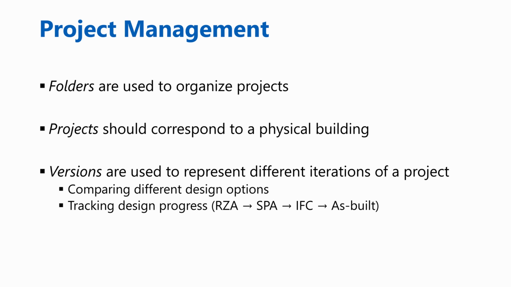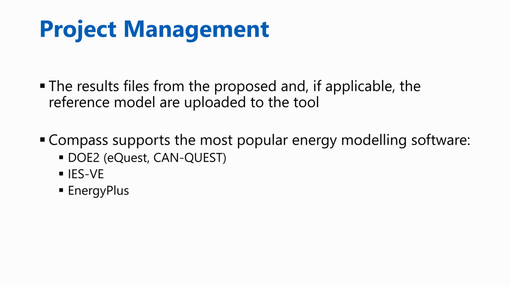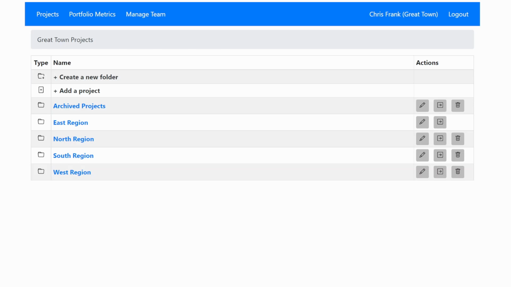Before we jump over to the tool, let's go over some terminology and key concepts. Folders are used to organize projects. A project should correspond to a single physical building. And versions are used to represent different iterations of a project, for example, comparing different design options or tracking a project as it moves through design stages. Once a project and version have been created, the results files from the proposed, and if applicable, the reference model, are uploaded to the tool. Compass supports the most popular energy modeling software, including DOE-2, CanQuest, eQuest, IESVE, and EnergyPlus. So now let's jump into the tool.